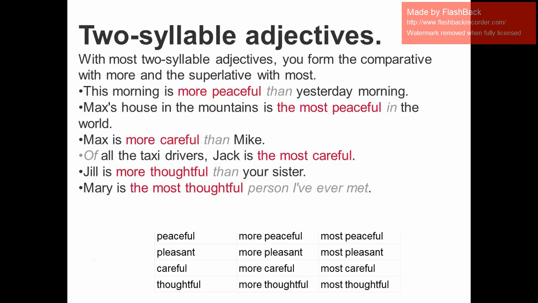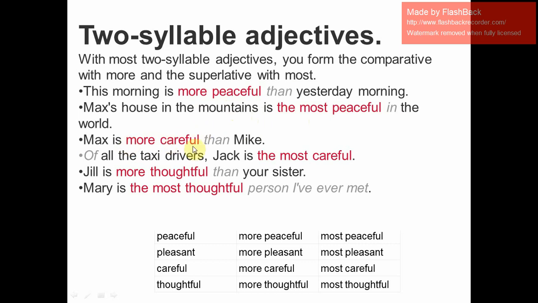Okay. The two-syllable adjectives. With most two-syllable adjectives, you form the comparative with more and the superlative with most. Okay? So, for example, this morning is more peaceful than yesterday morning. Here I add more because peaceful is an adjective with two syllables. Okay? It's a two-syllable adjective. So I have to add more before it. Okay? Max's house in the mountains is the most peaceful in the world. Okay? Here I add the most because I'm making a superlative sentence.